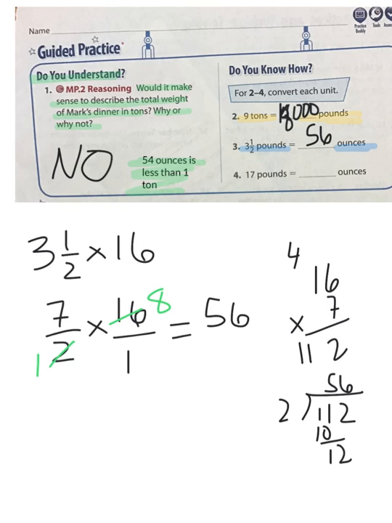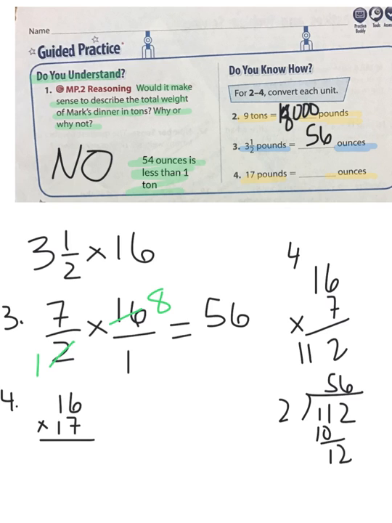All right. And then last, we have, if we have 17 pounds, how many ounces is that? Once again, we're just going to multiply. There are 16 ounces in a pound, so we're going to multiply 16 times 17. And don't forget how to do two-step problems. I'm going to go back and label these just so we have them in our notes.